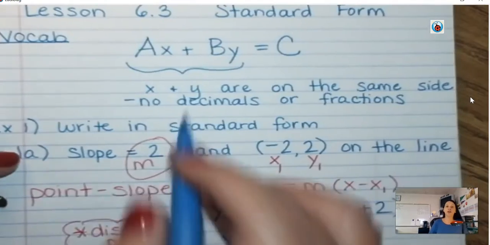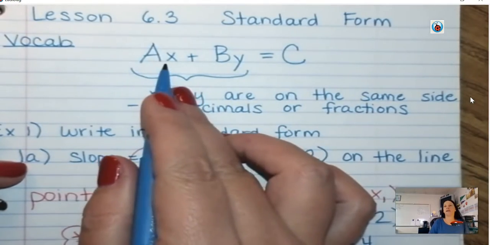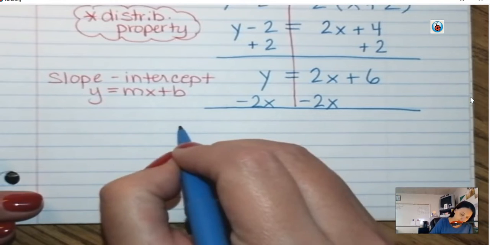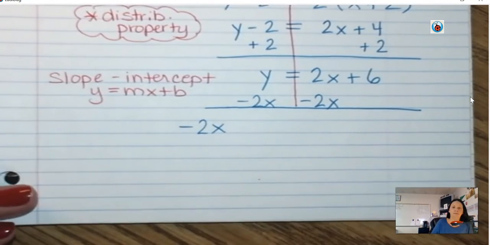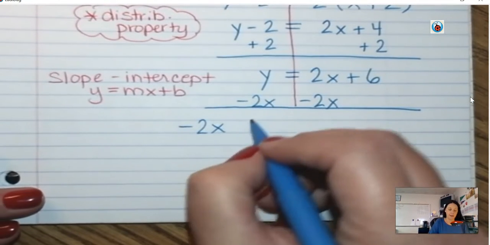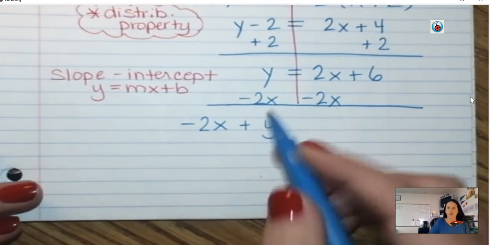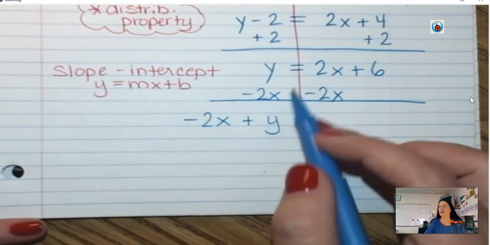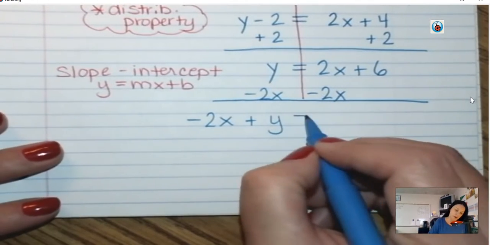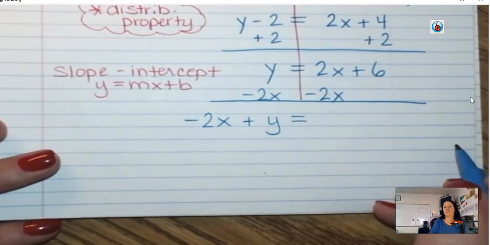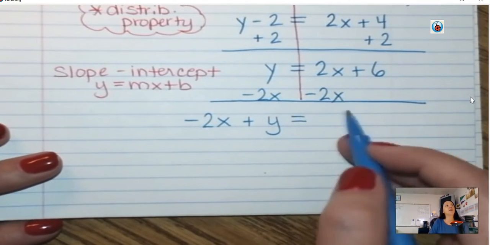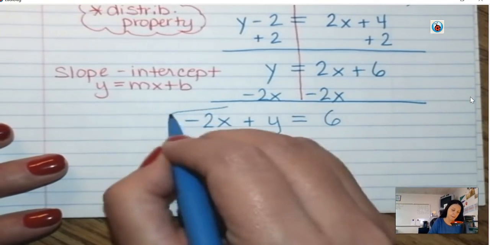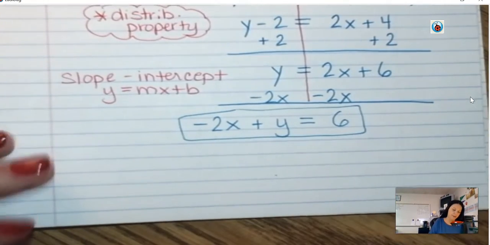Okay, I want it to look like it's in standard form, so I want to put the x's first. There were no x's. I subtracted 2x's, so I have negative 2x. I have a positive y, because those are not like terms. They don't go together. One has a y and one has an x. You can't put together different letters. Bring down your equal sign. 2x's take away 2x's means there's no more x's. There's just a positive 6. And here we have, this is standard form.